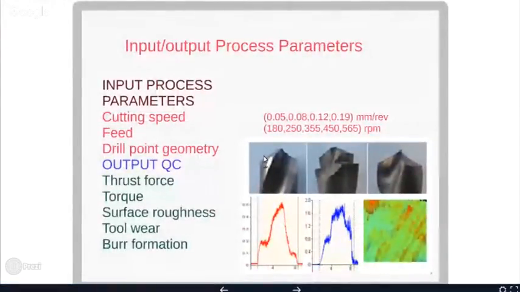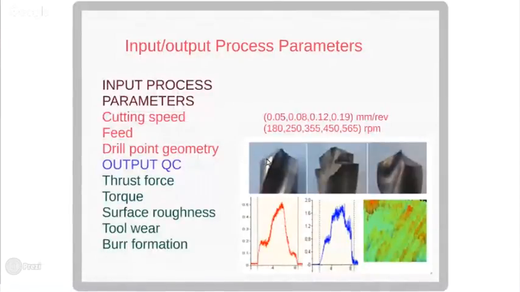During my research work, I used various types of drill point geometry to investigate the various quality characteristics. The quality characteristics used are thrust force, torque, surface roughness, tool wear, and burr formation. All these are output quality characteristics, and the input parameters are cutting speed, feed, and drill point geometry. I selected these three drill point geometries out of 7 or 8 geometries available to me. The first one is a conventional drill. We call that a twist drill, right? This one.